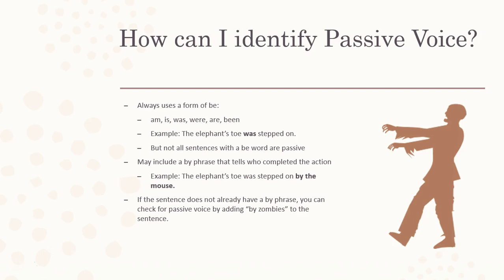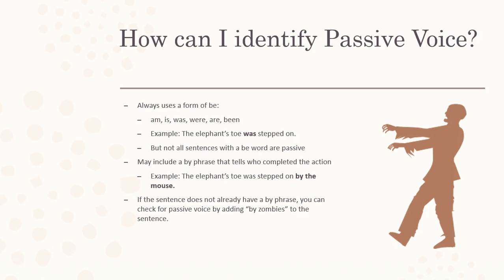Another clue for discovering passive voice is to check for a phrase that tells us by whom the action was completed. In the example sentence, the elephant's toe was stepped on by the mouse, the phrase by the mouse tells us who completed the action. These by phrases often come at the end of the sentence. Passive voice sentences may not have a by phrase.